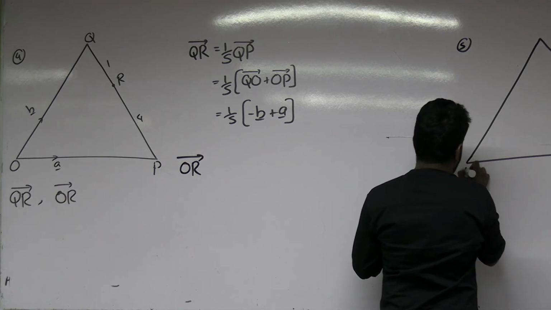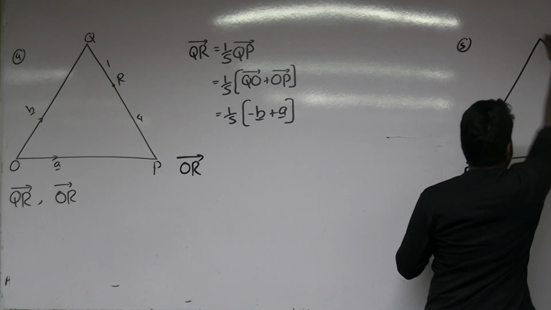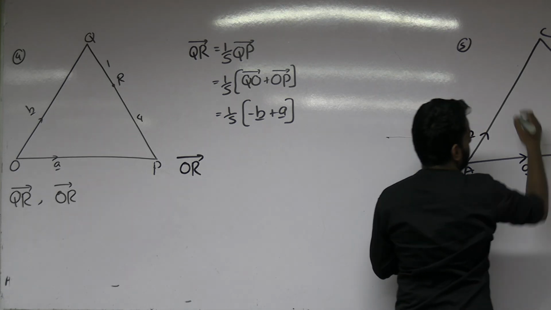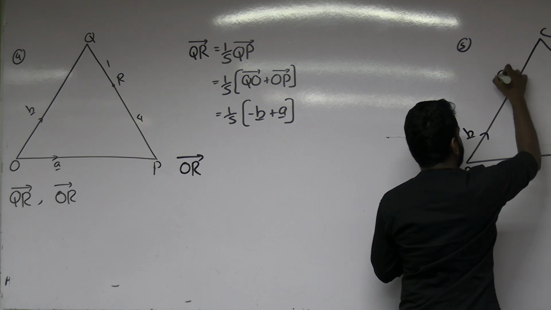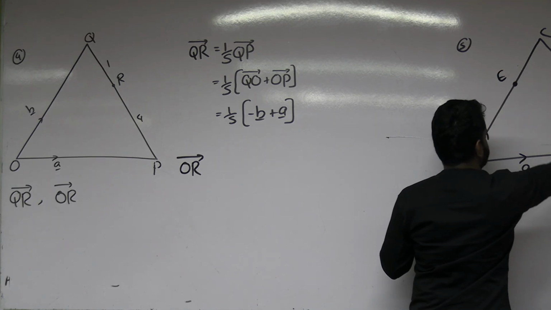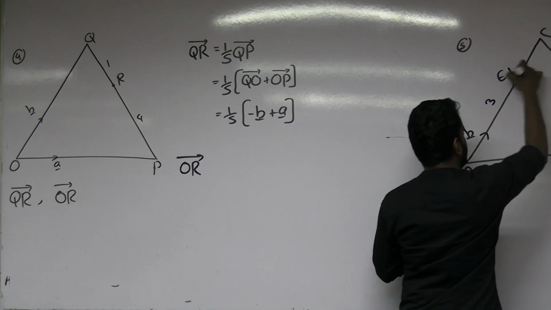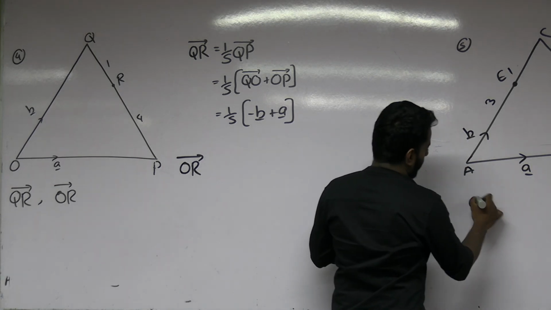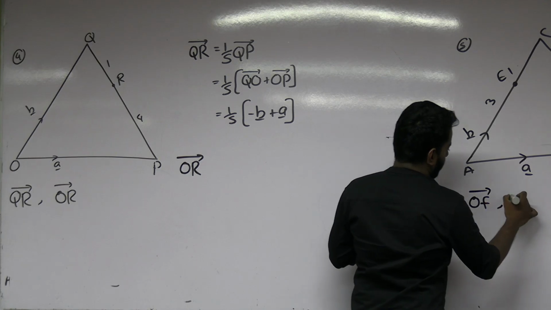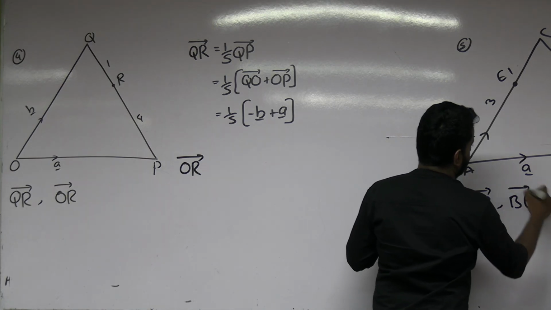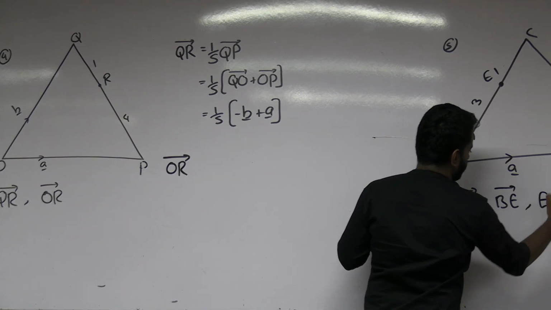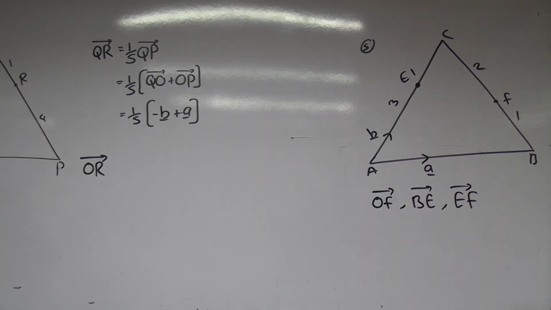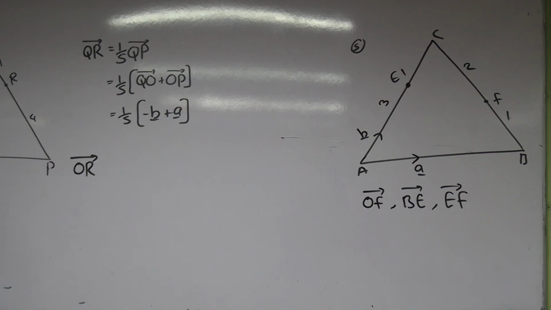They have given this is ABC. This is A and this is B. This is E and this is F. This is 3 to 1, 2 to 1. You are supposed to find AF, BE and finally EF. Just start with this also, question 5. Okay, so I'll finish this question OR.